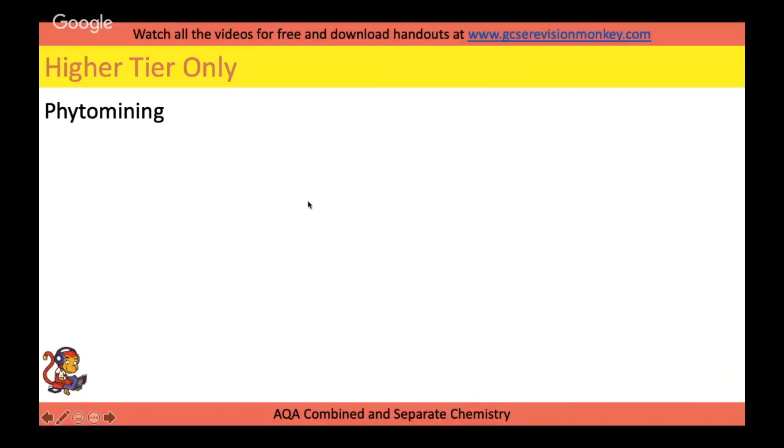So, phytomining, something completely different now. Phytomining, P for phytomining, is to do with plants. Now, for higher tier, you need to be aware of the problem that many of our finite resources of copper are running out. So, ores are rocks that contain metals, and many of our high-grade ores that contain copper, which contain lots of copper, are running out.